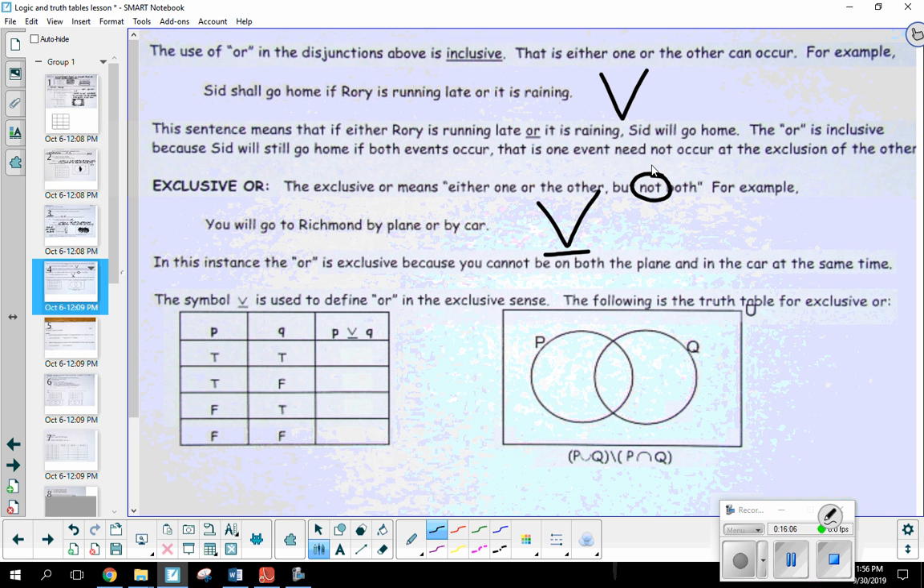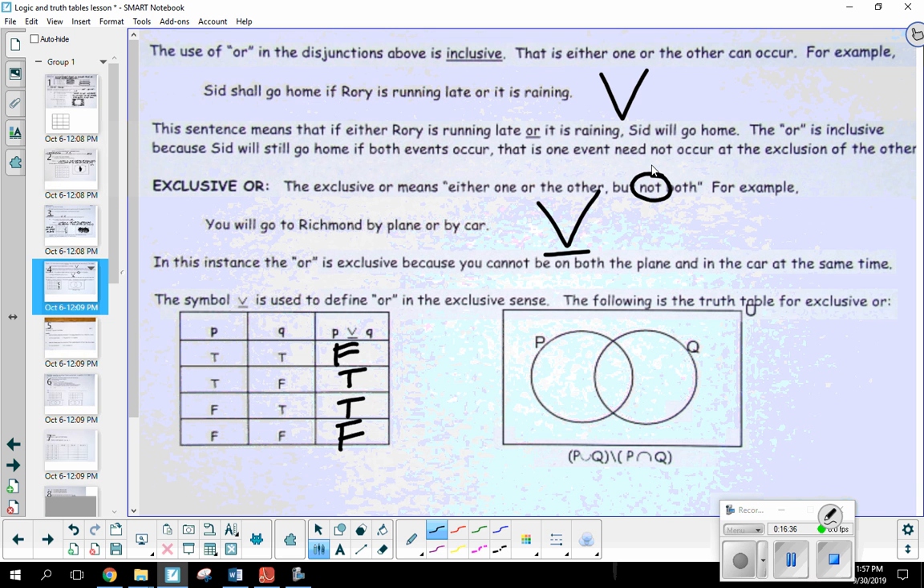So, for example, here, true would actually give me a false when we're talking about the exclusive or. One or the other, but not both. So what do you think about true, false? That's true. What about false, true? That's true. What about false, false? That's a false. Remember, in this instance, at least one of them has to be true, but not both.